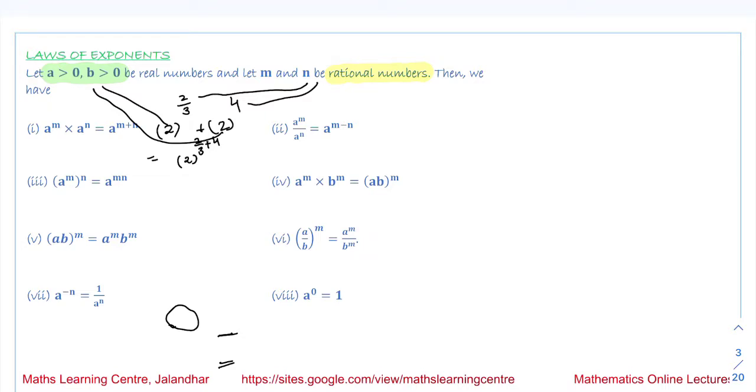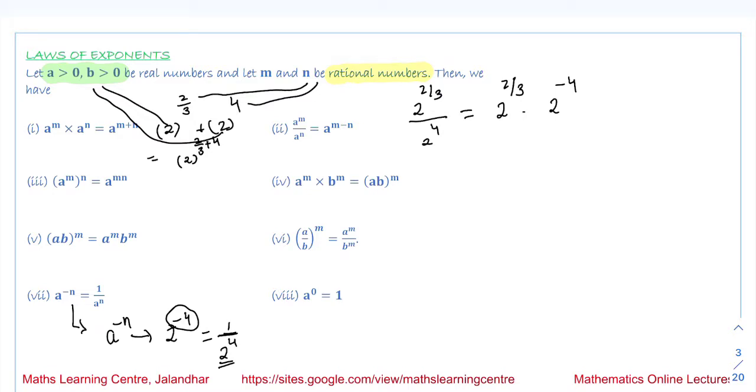Similarly, the second property I am going to talk about: if we have 2 raised to the power 2 by 3 divided by 2 raised to the power 4, then this is equal to 2 raised to the power 2 by 3 multiplied by 2 raised to the power minus 4. This property is also listed: a raised to the power minus n means 1 over a raised to the power n, so 2 raised to the power minus 4 is 1 over 2 raised to the power 4.